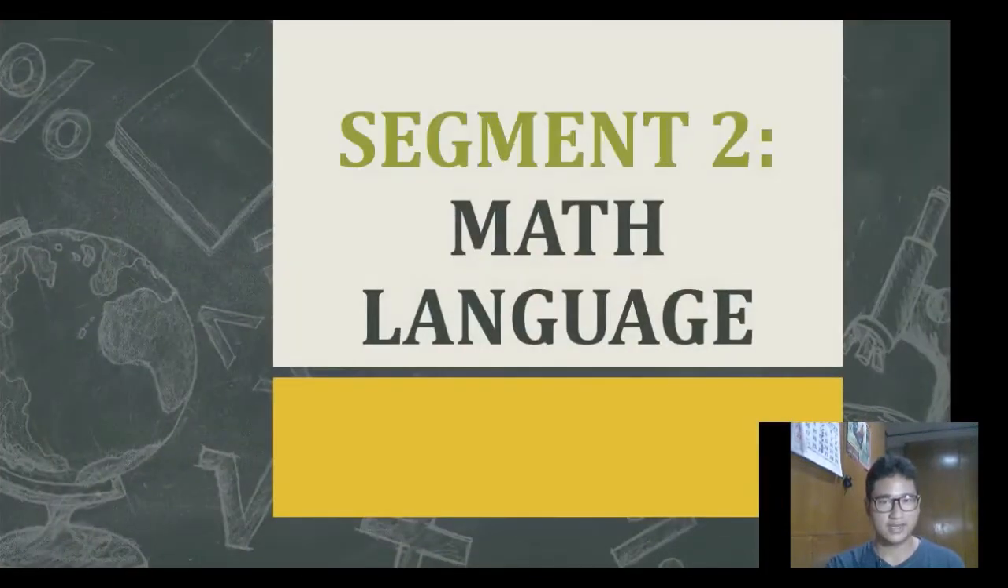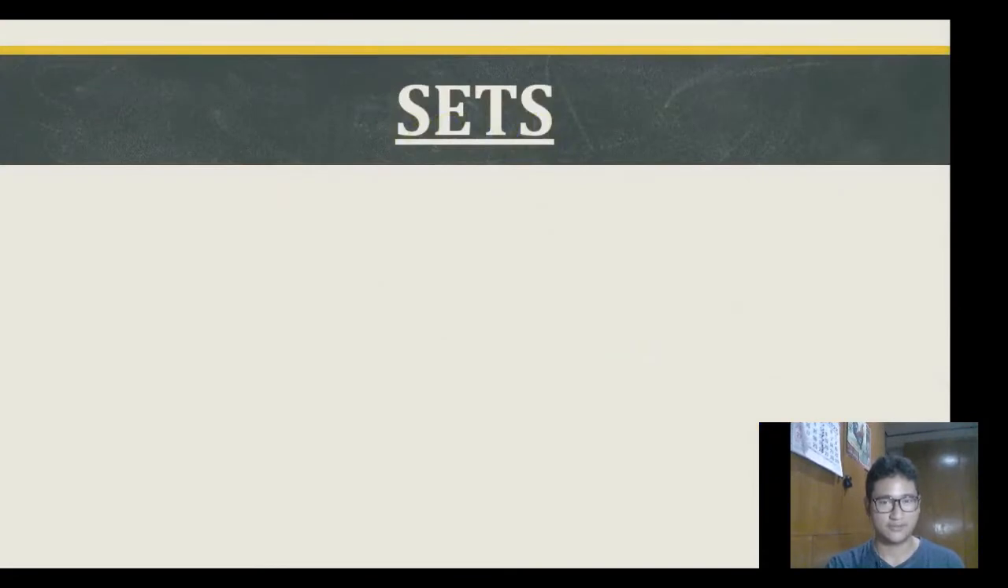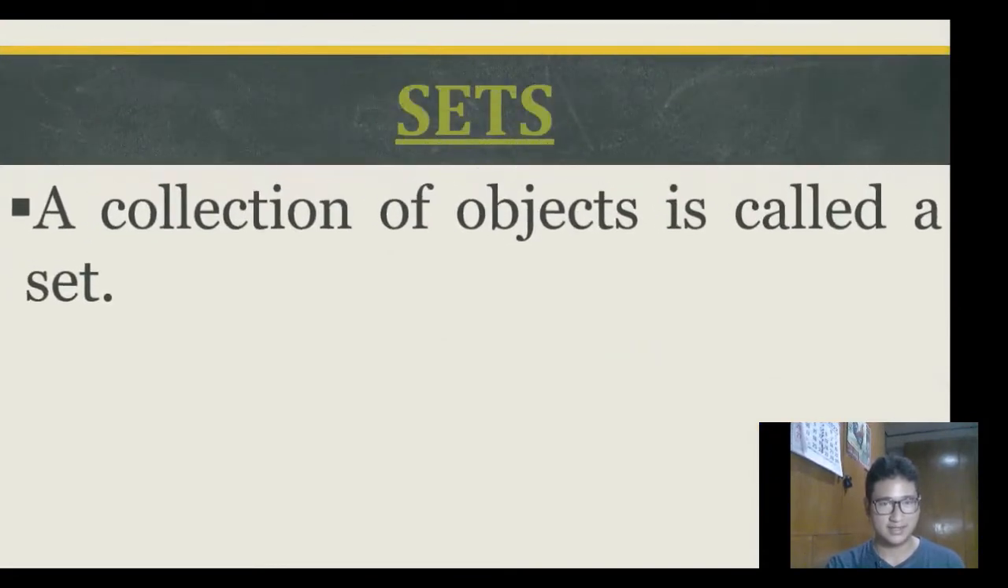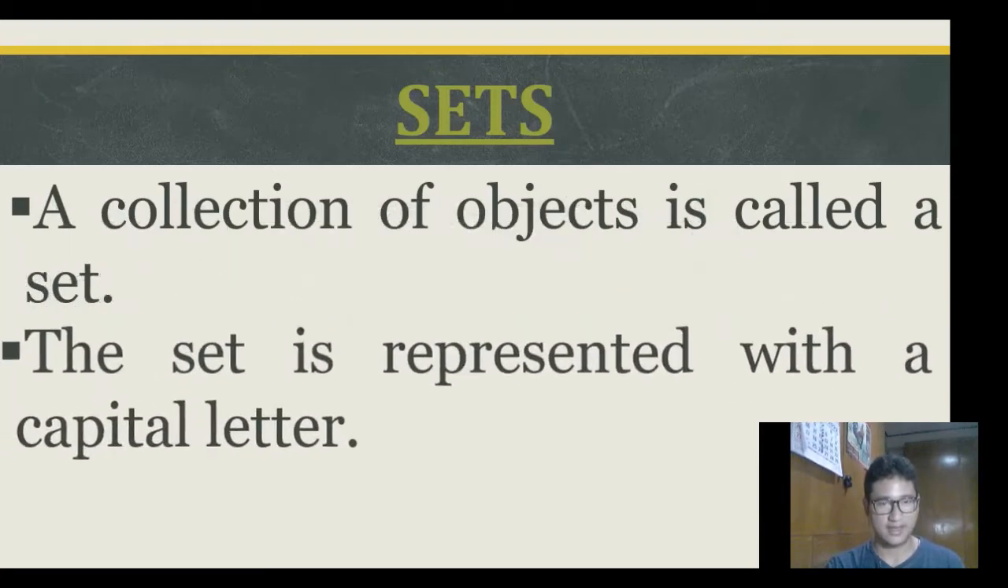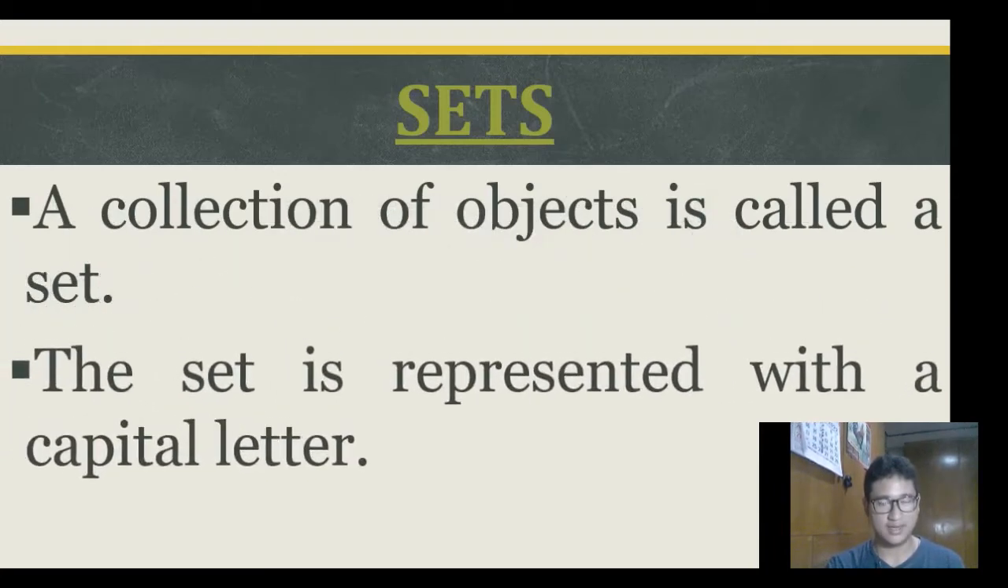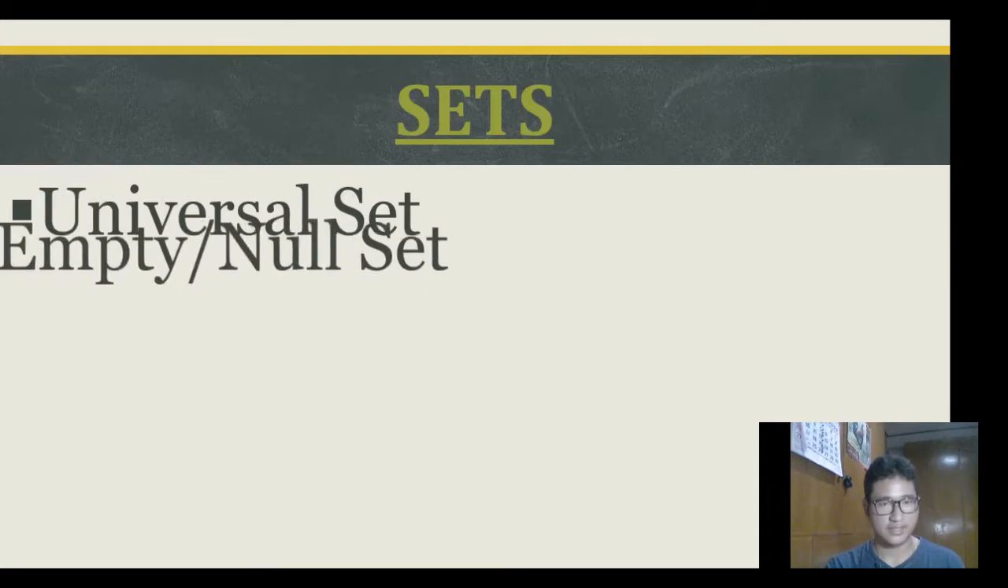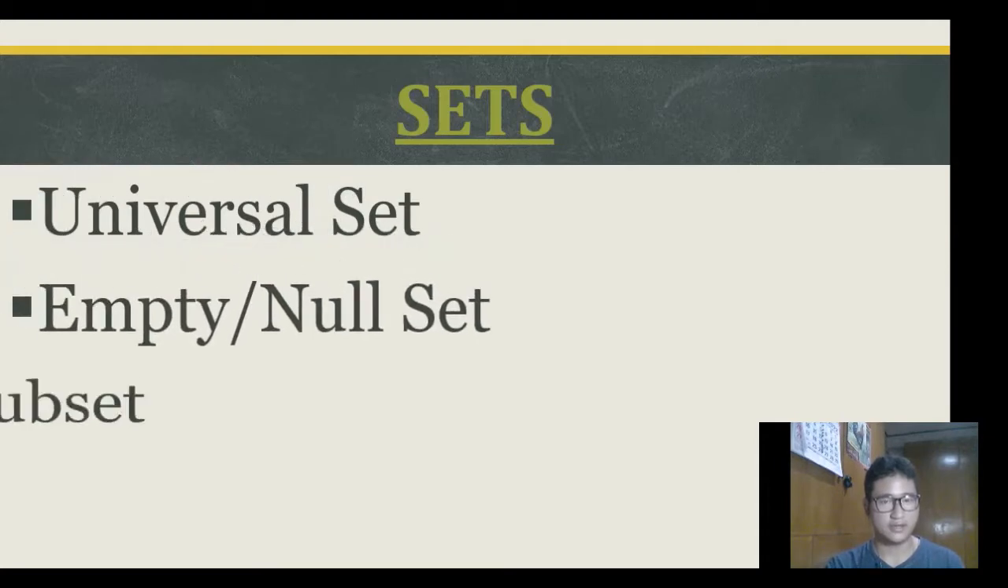Now let's go to the second segment, which is math language. First, we have sets. Sets are a collection of objects, and the set is represented with a capital letter. These are the types of sets. We have universal set, empty or null set, and the subset.